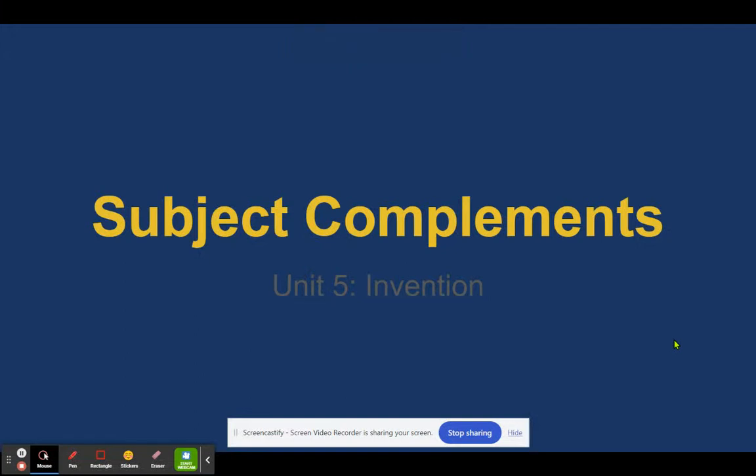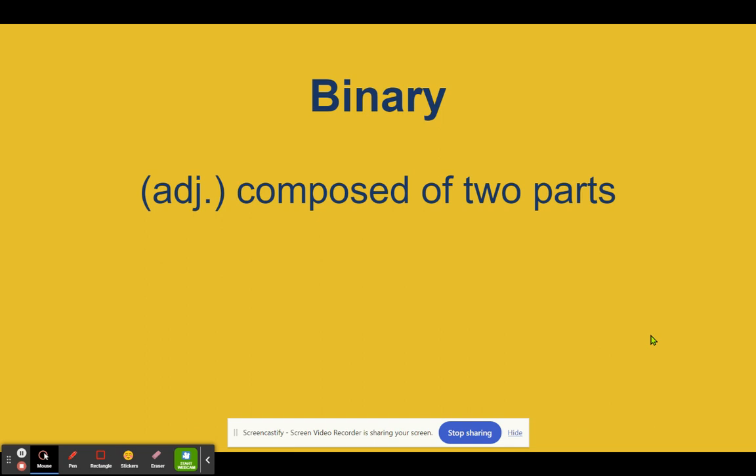Today, we are going to talk about subject complements. Those are used with linking verbs and they help complete the subject. This is different from what we're used to with action verbs. So, the first thing we need to be aware of is that all sentences are binary. Binary means that they're composed of two parts. So, every sentence is going to have two parts.